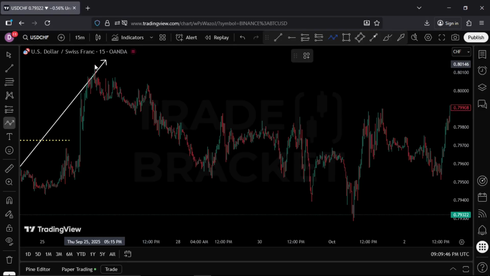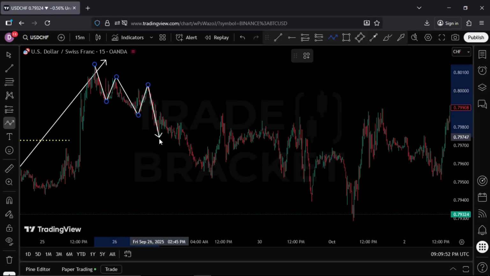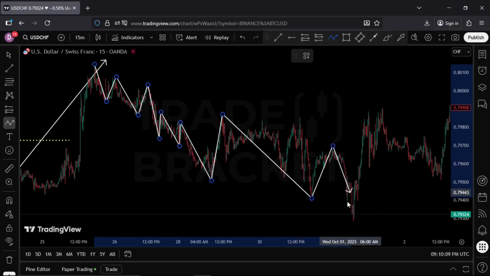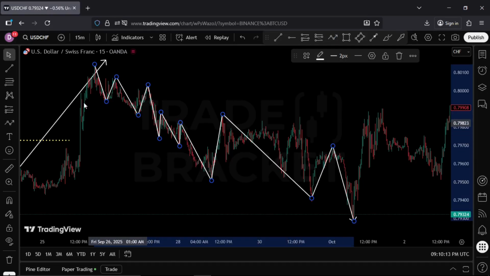All right, so price made a push, a pullback, a push, pullback, push, pullback, push, pullback, push. All the way down here, pullback, made a push all the way down here, pullback, then made a final push. So until this point, I'm going to go ahead and mark the structure points.